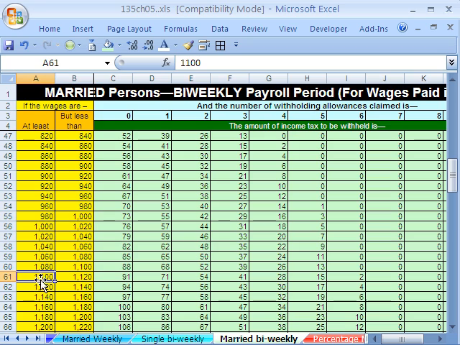Okay, so here it is. It's somewhere in between here. This is 1,100. This is 1,120. So ours was 1,111 and 50 cents. So it's this line right here.